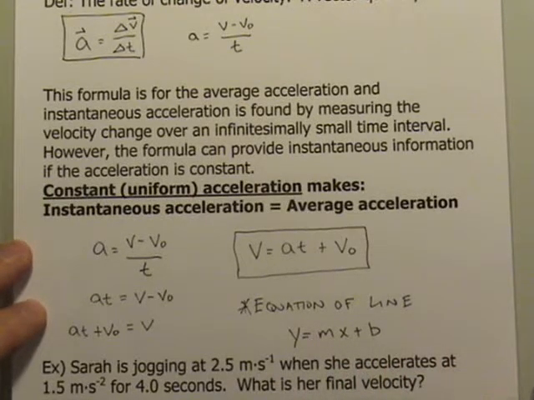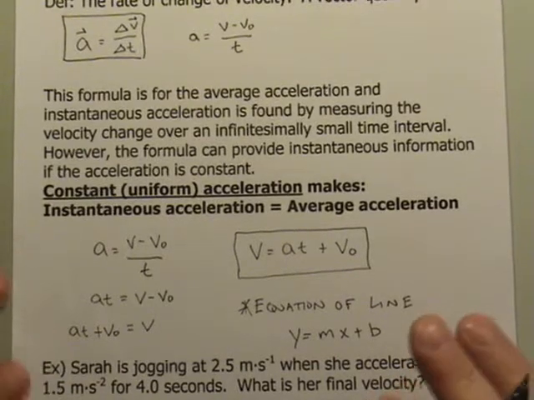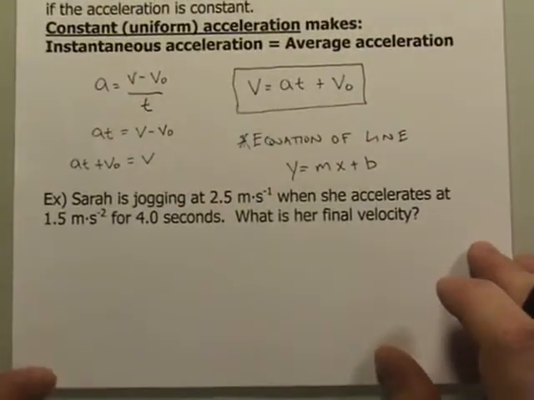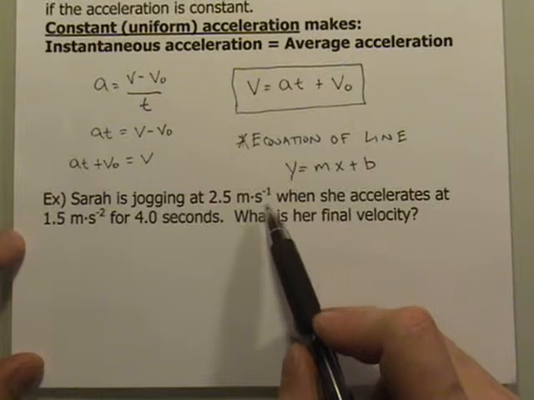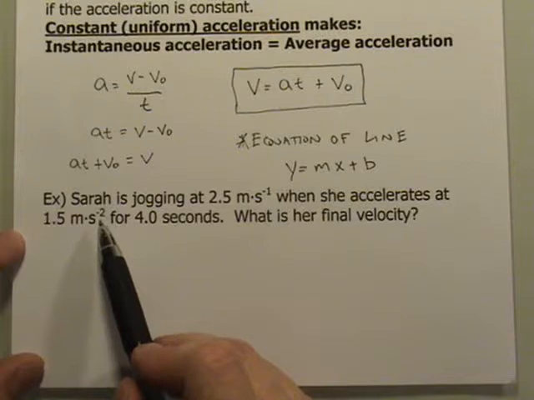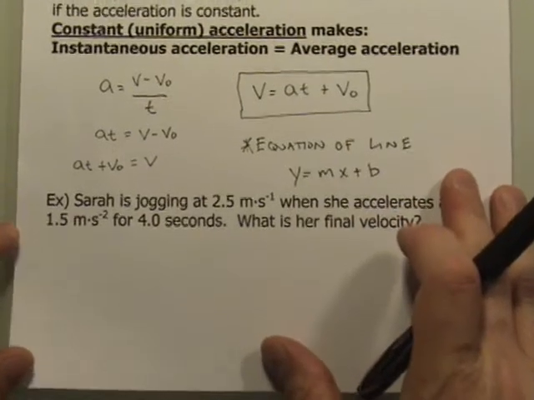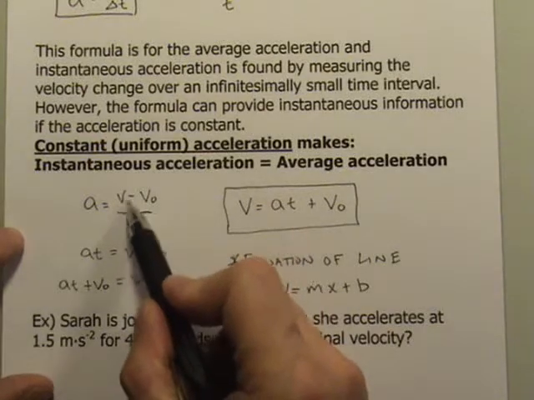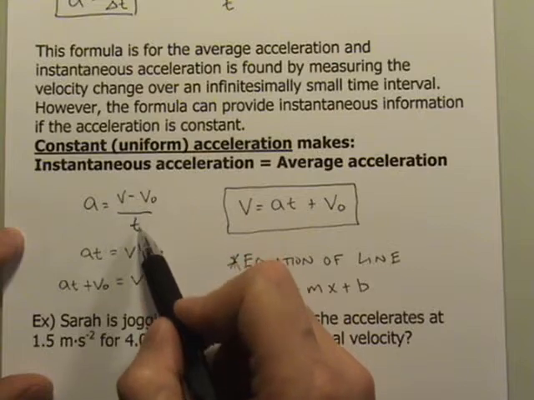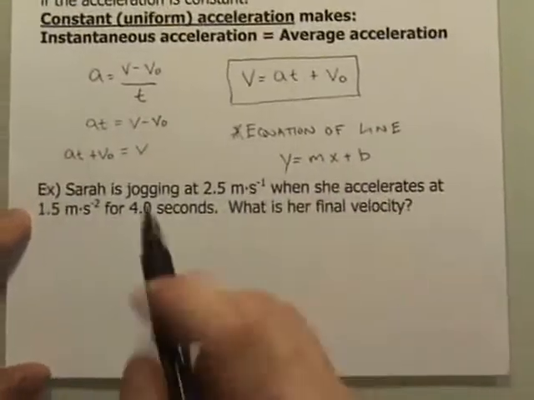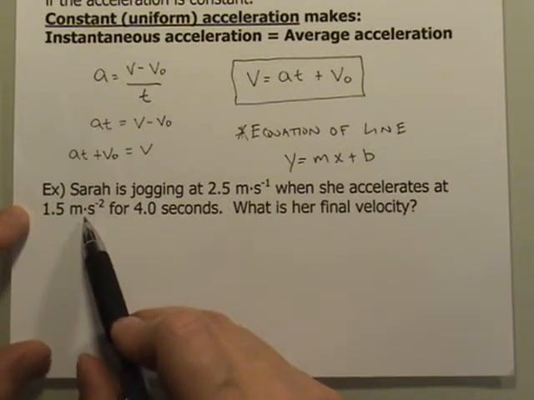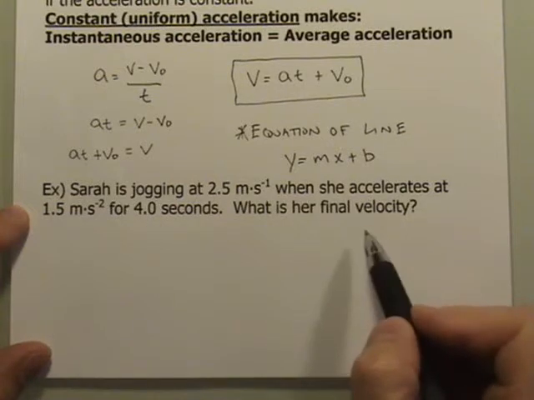Okay, so let's just take a look at one quick example, and then we'll move on to some variations of the acceleration equations. So in our first example, we're going to take a look at Sarah, who's jogging at 2.5 meters per second. When she begins to accelerate at 1.5 meters per second squared, so it's important to notice the units for acceleration. If we slide back down here, I'm going to get a change in velocity. Well, the change in velocity is meters per second. When I divide meters per second by seconds, then I end up with meters per second squared. And she's going to accelerate at that rate of 1.5 meters per second squared for 4 seconds. And the obvious question then is, what is her final velocity?